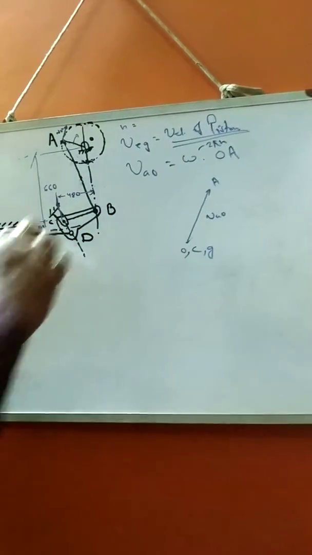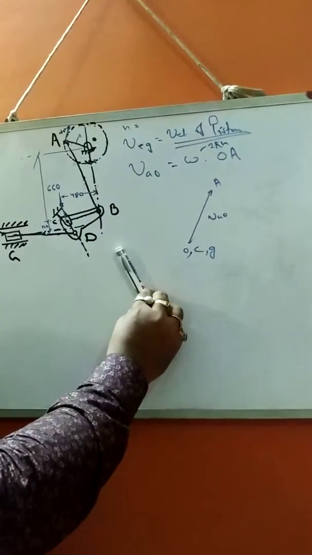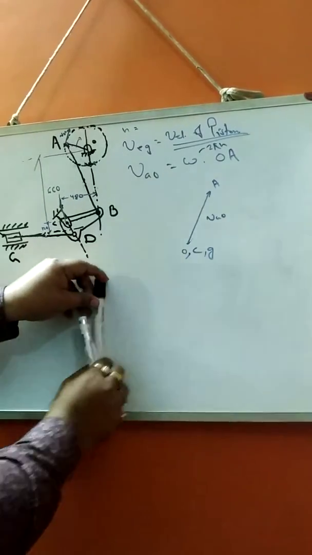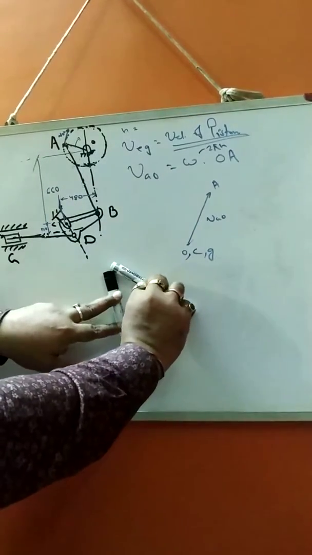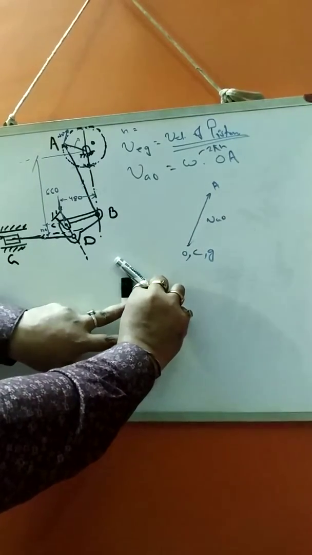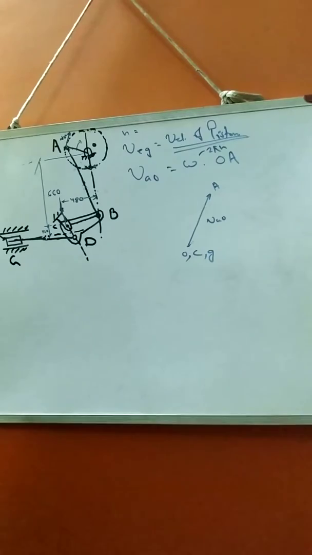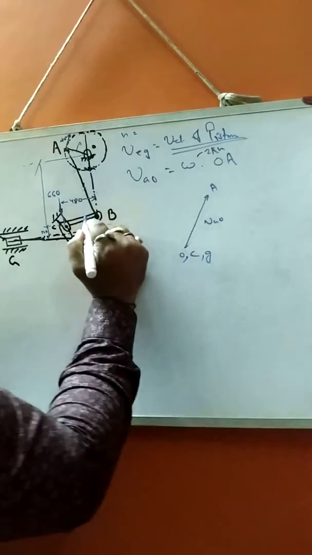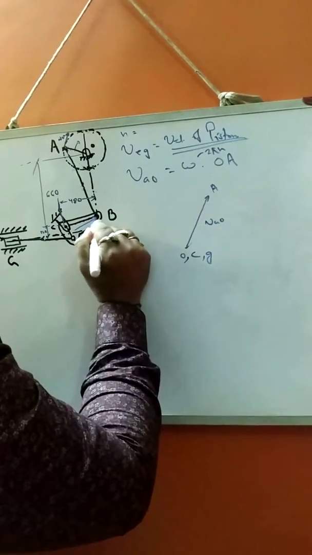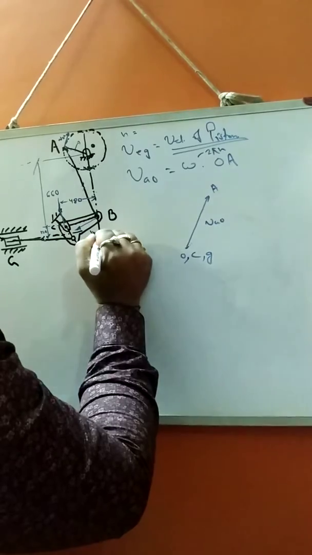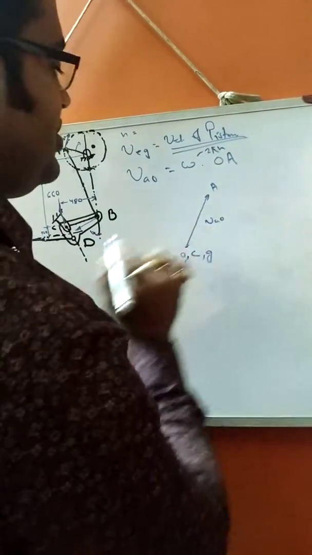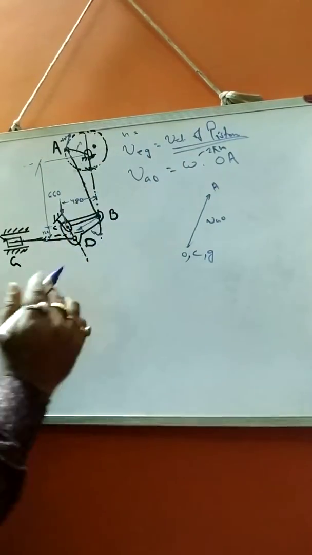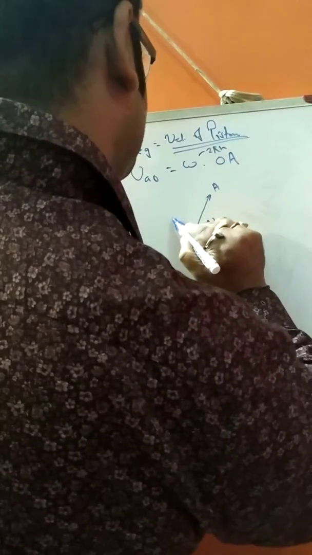Now we see that as this link moves in this direction, another link is connected at B over here. If it moves like this, B will move like this. For that reason, the velocity of B with respect to A should be perpendicular to AB. Again, we shift this vector from here to here, perpendicular to this link.